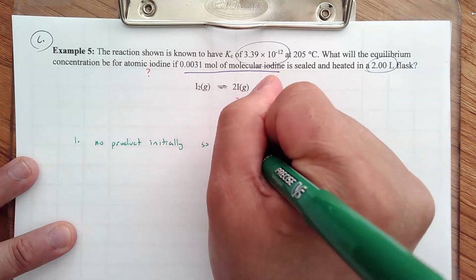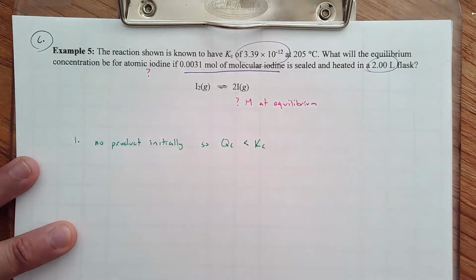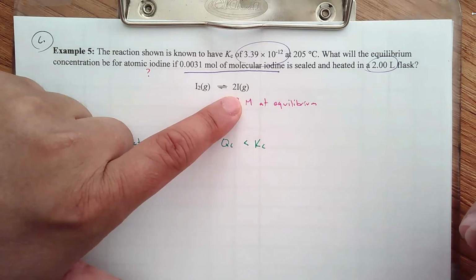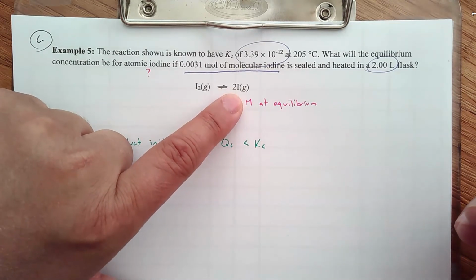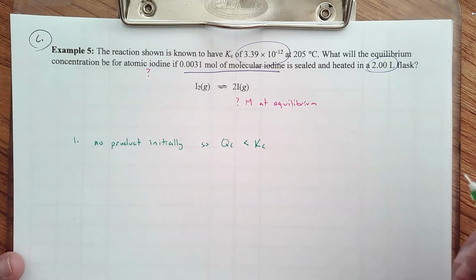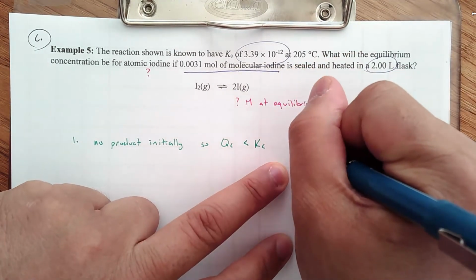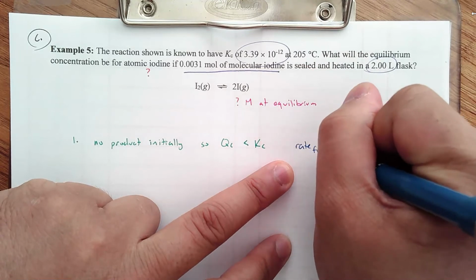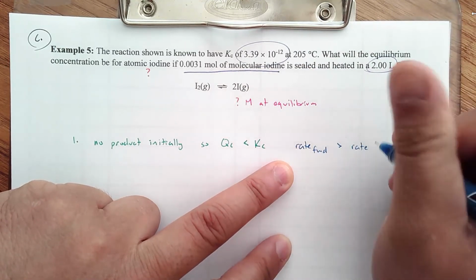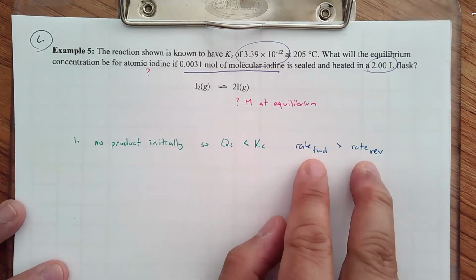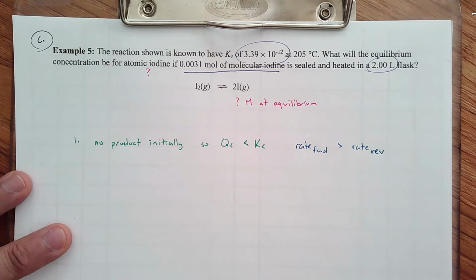So Qc is less than Kc. But what's more important is that when you do that plus x, minus x for the change row, you are adding to the atomic iodine and you're subtracting from the molecular iodine. So the main conclusion for number one, part one, is that the rate of the forward is greater than the rate of the reverse. Right? It's not at equilibrium. So the rates are not equal. One will be bigger than the other.